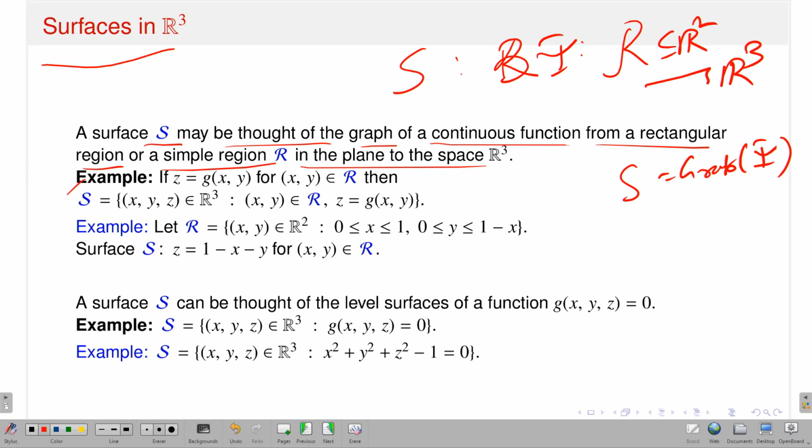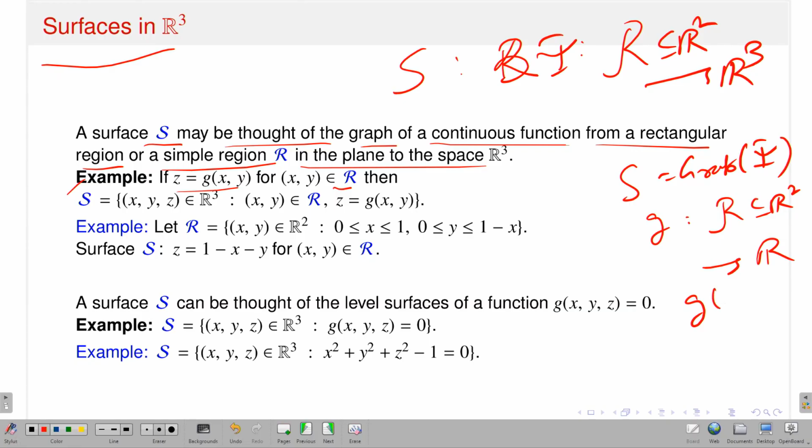Okay, let's see one example, then it will be more clear. For example, if I take this kind of function, G function, G is a map from your region R to R3, and what is that map? Suppose G is a map from R, which is a subset of R2, to R. That means it's a scalar field.